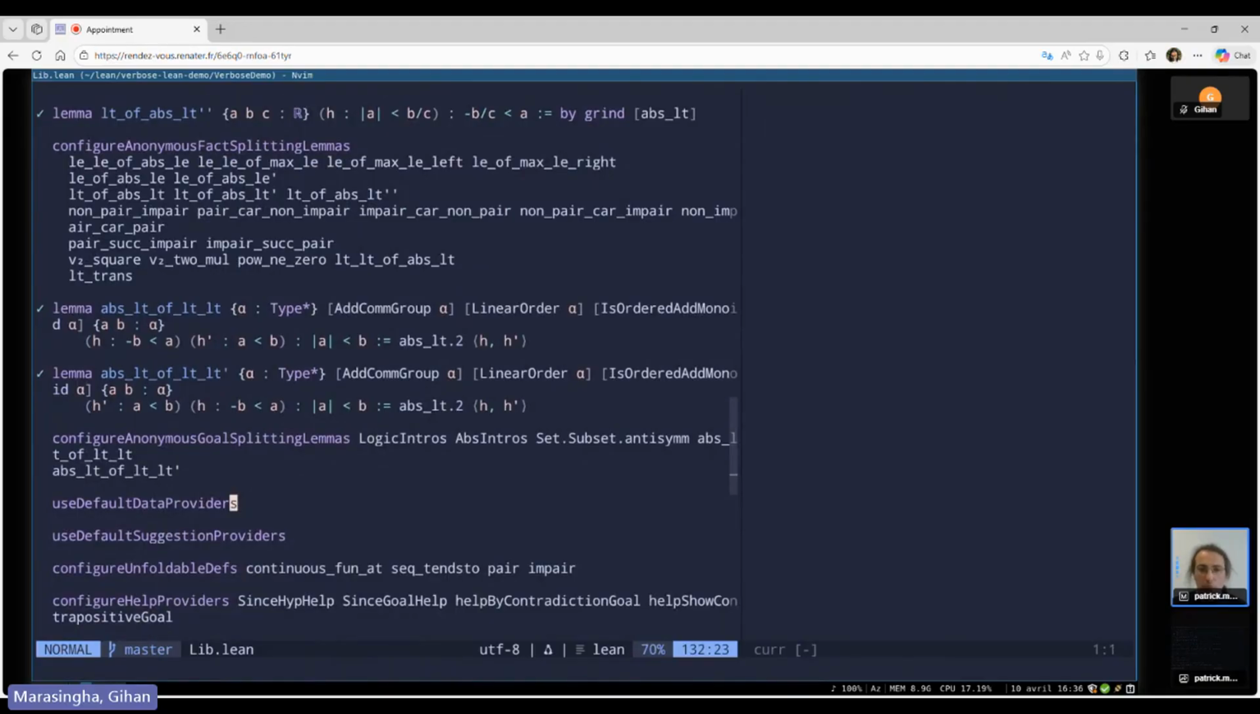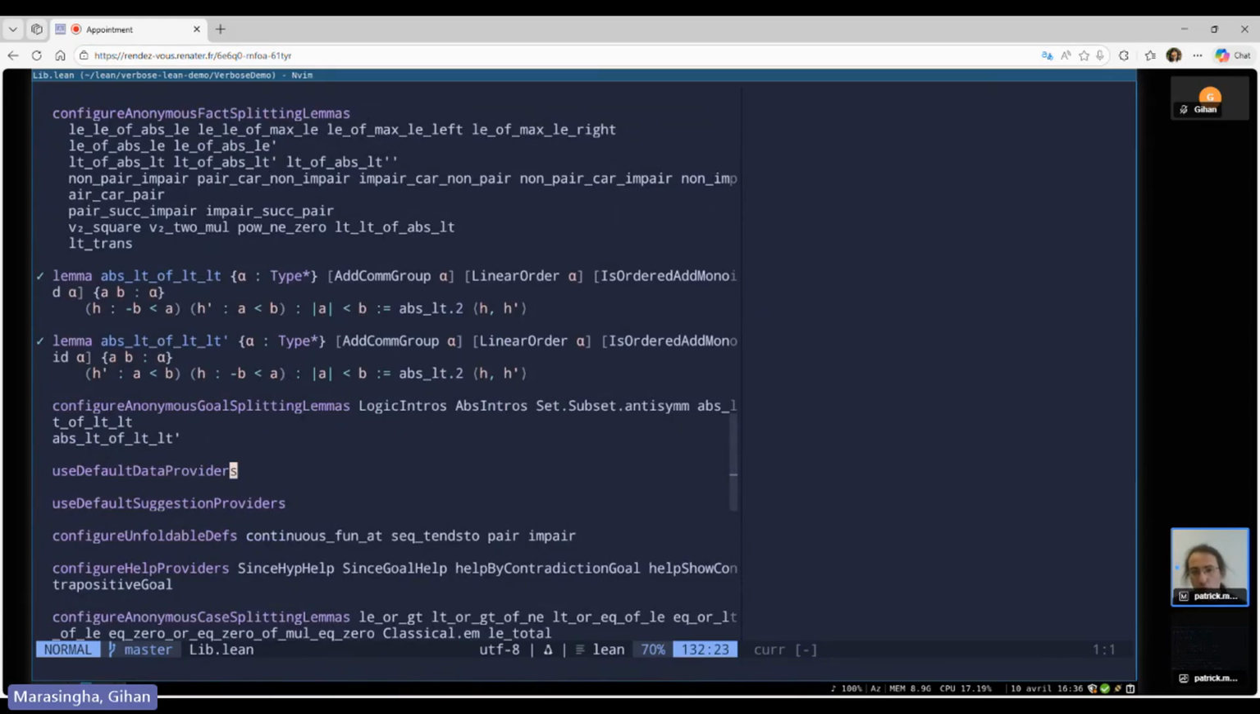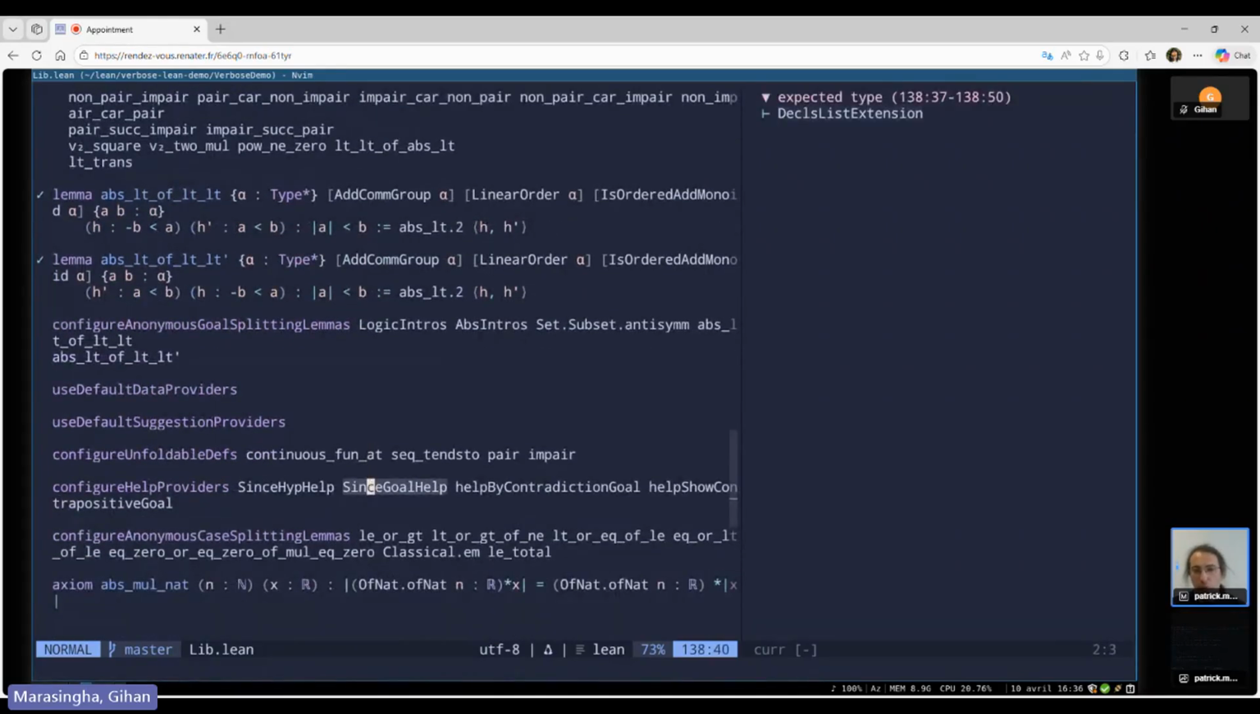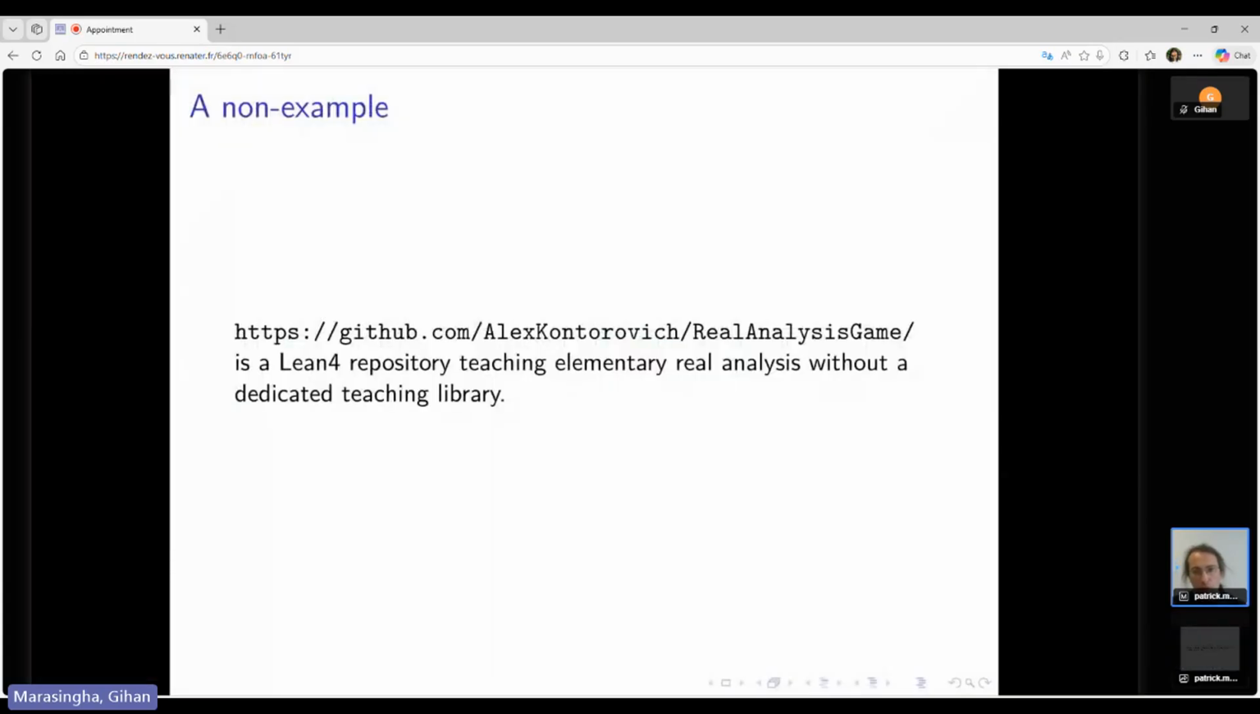The data providers that we use with the widgets and the suggestion providers are also configurable, but here I'm simply telling Lean to use the default ones. The help providers are configured by the teacher. And this is the list of unfoldable definitions, again configured by the teacher. So depending on what you're teaching and how much assistance you want to provide, it's all customized here. Okay, so I think I will go back to my slides.